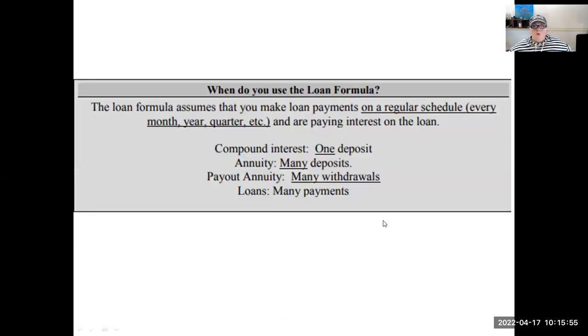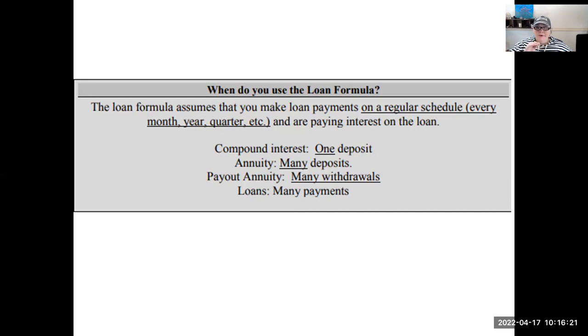All right. When do you use the loan formula? If the word loan is in the sentence, that's pretty much a dead giveaway. You're going to use the loan formula. All right. A lot of you want words. That's the word. If you want to understand the concept, if the word loan is not necessarily used, you need to understand these other 3 so that it will help you decipher which one it is.